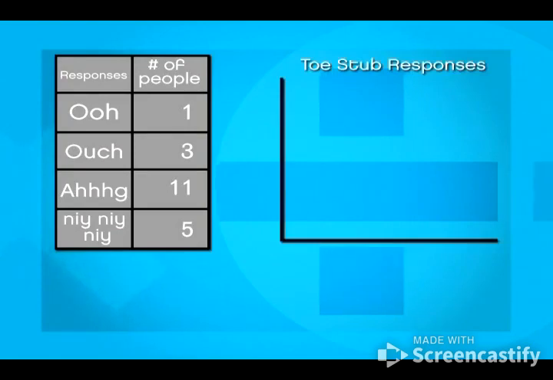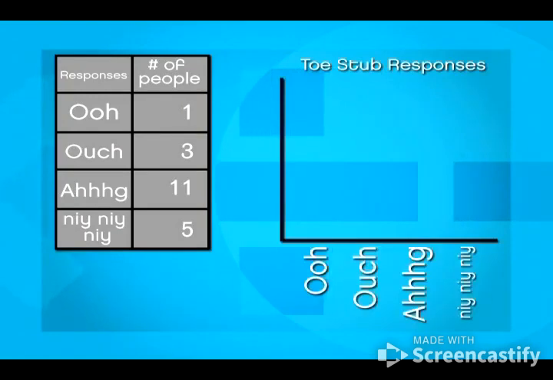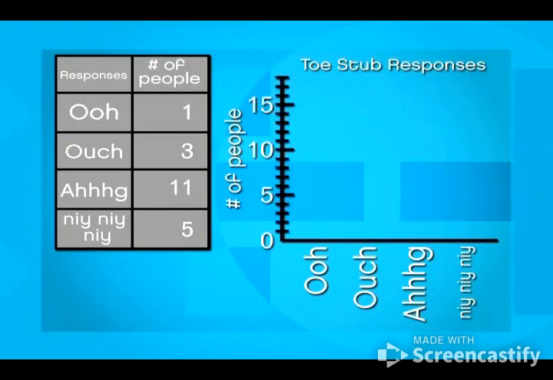The first step in converting a table to a bar graph is to label the axes. We're going to put response on the horizontal axis, the bottom one, and the number of people on the vertical axis, the side one. Make a scale appropriate for the data. Now, we're ready to plot each response.